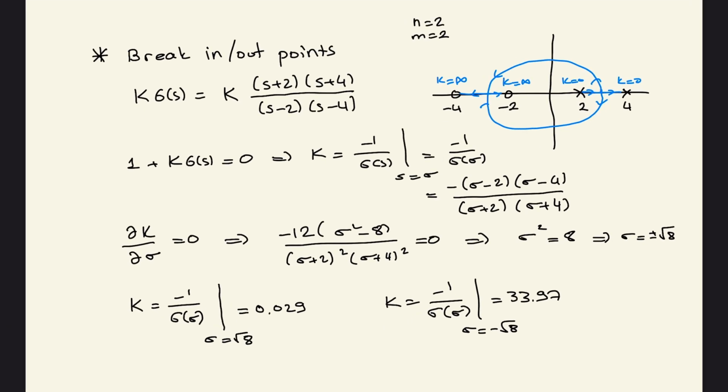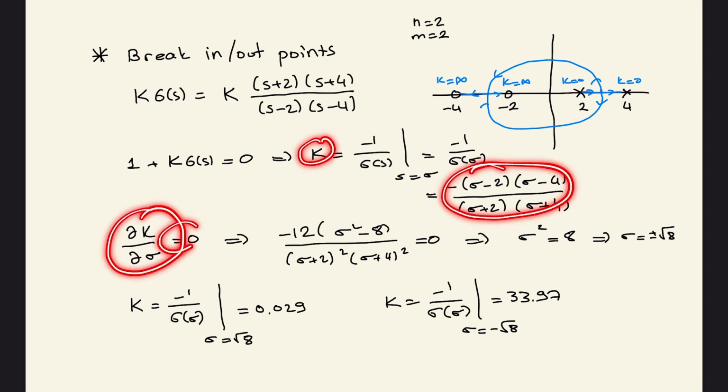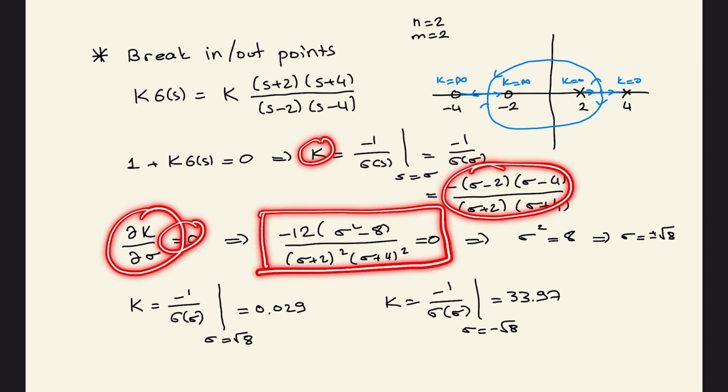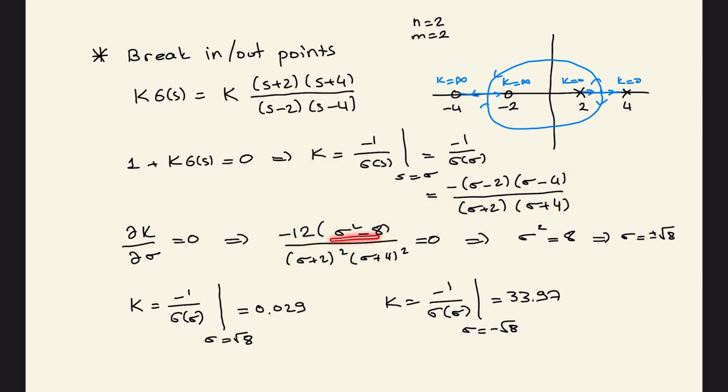Now, if you have a gain function like this, how do you find a minimum and a maximum? Well, you take its partial derivative with respect to the real axis and set it to 0. This is exactly what we're going to do for this example. Take this gain k, take its derivative, set it to 0, or equivalently this. For this to be 0, its numerator needs to be 0, or sigma squared minus 8 needs to be 0. From here we get sigma equals plus or minus square root of 8.